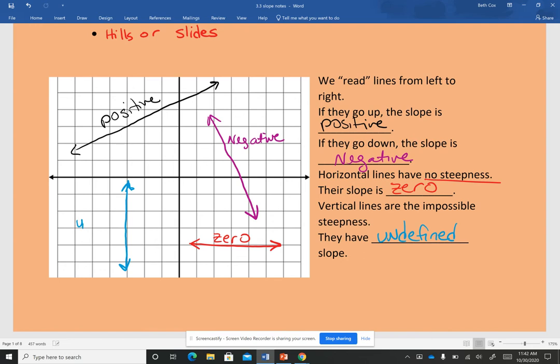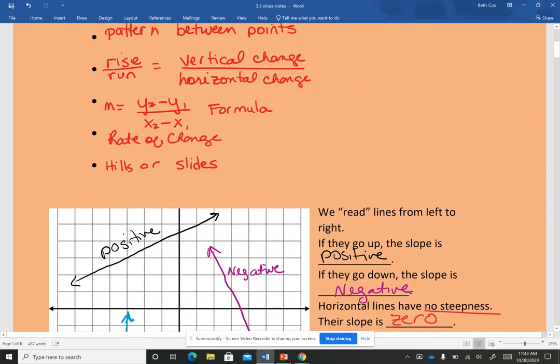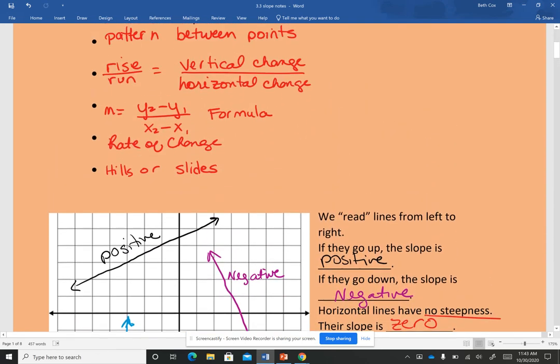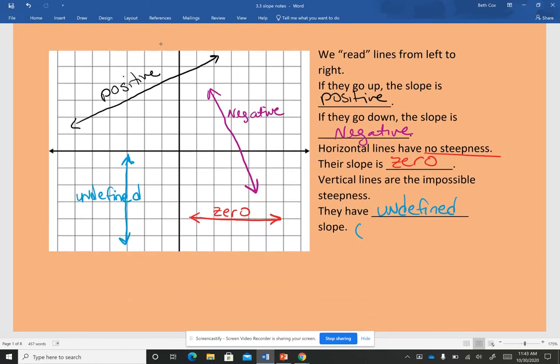It's undefined. It does not have any steepness. It is straight up and down. It is vertical. It does not have a ratio of rise to run because technically it doesn't have any run. No run. So your rise over your run, if you don't have a run, produces that.